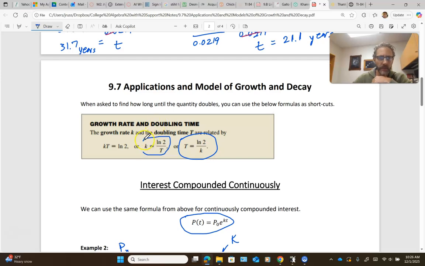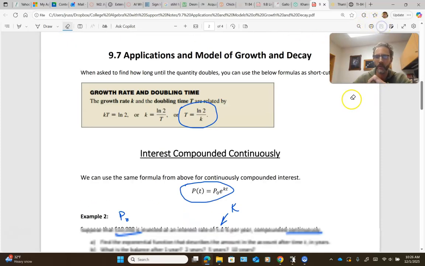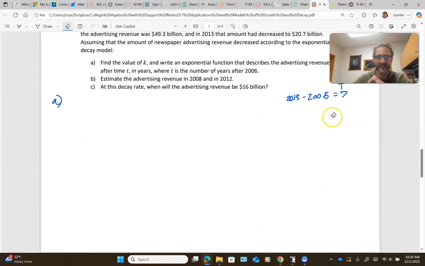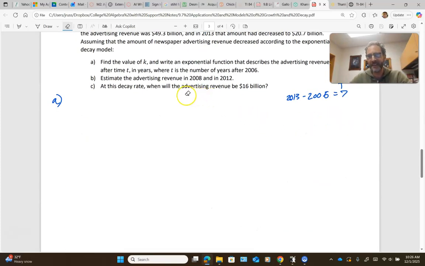But that process is condensed in this formula. Or, whoa, wait a minute. No, this is for doubling time. You can only use this formula if... this is not going to work actually. We're going to have to solve it the way I was explaining.